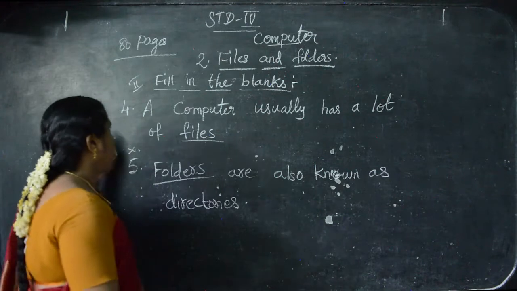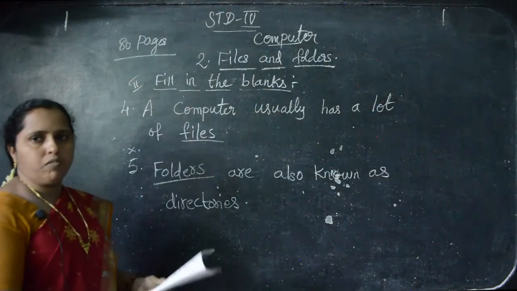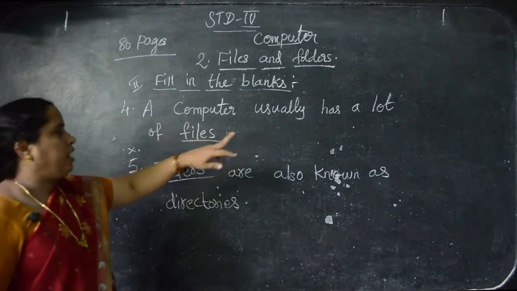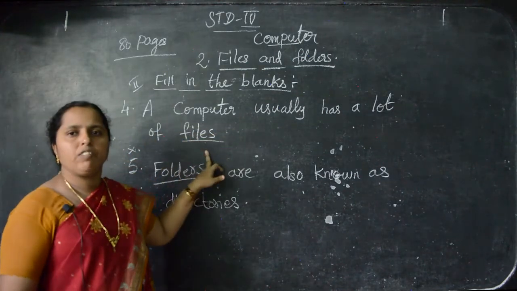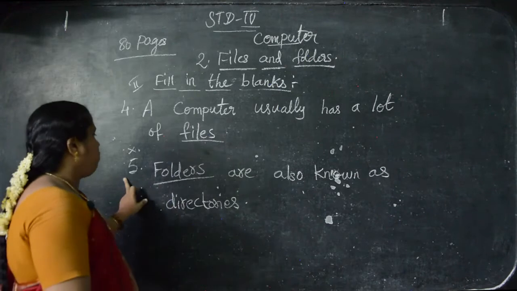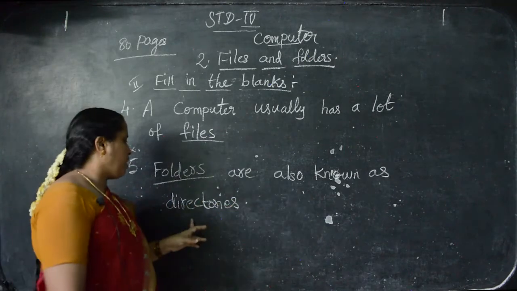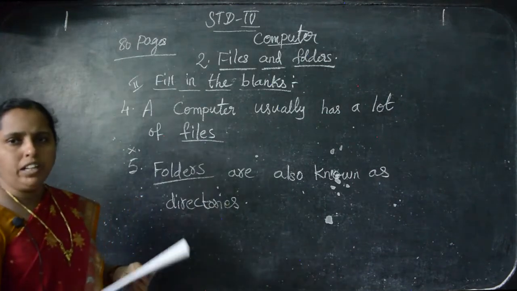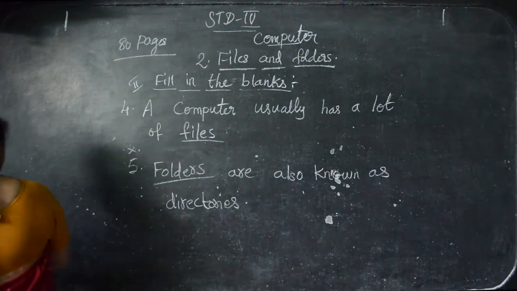Okay. So, five fill in the blanks. Have you all finished this one, children? Fourth one, what? A computer usually has a lot of dash. In that dash, what you have to write? Files. So, fifth one. Dash are also known as directories. So, answer is folders. Okay. Have you all finished this one? Okay, so next.